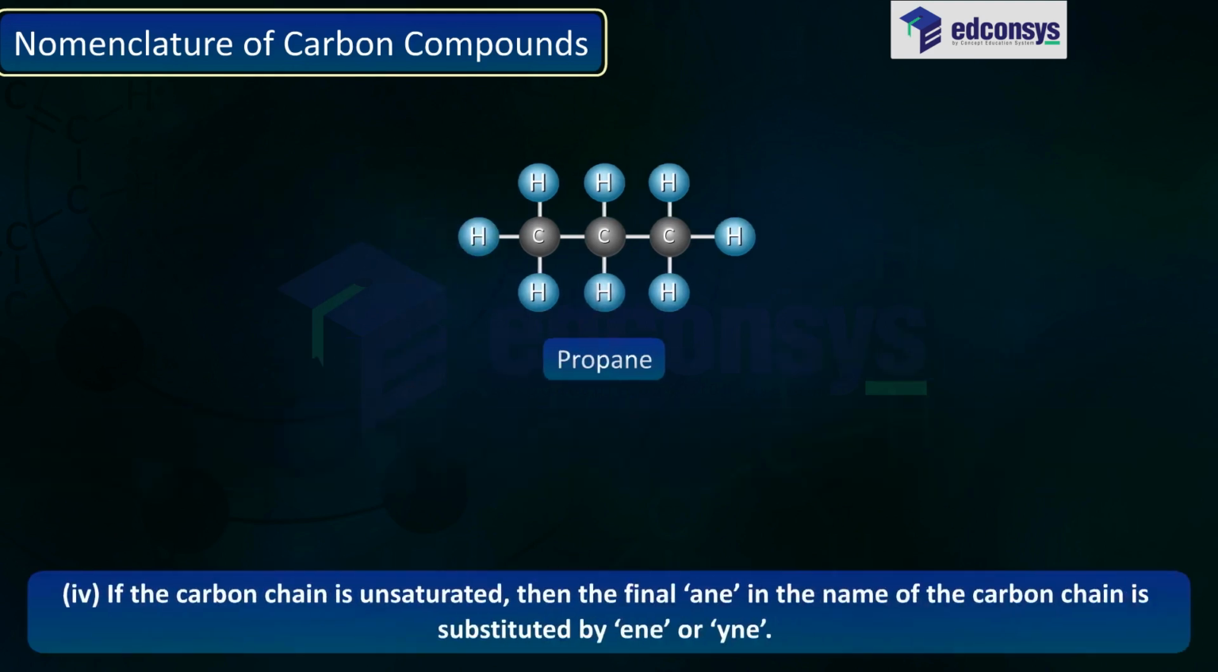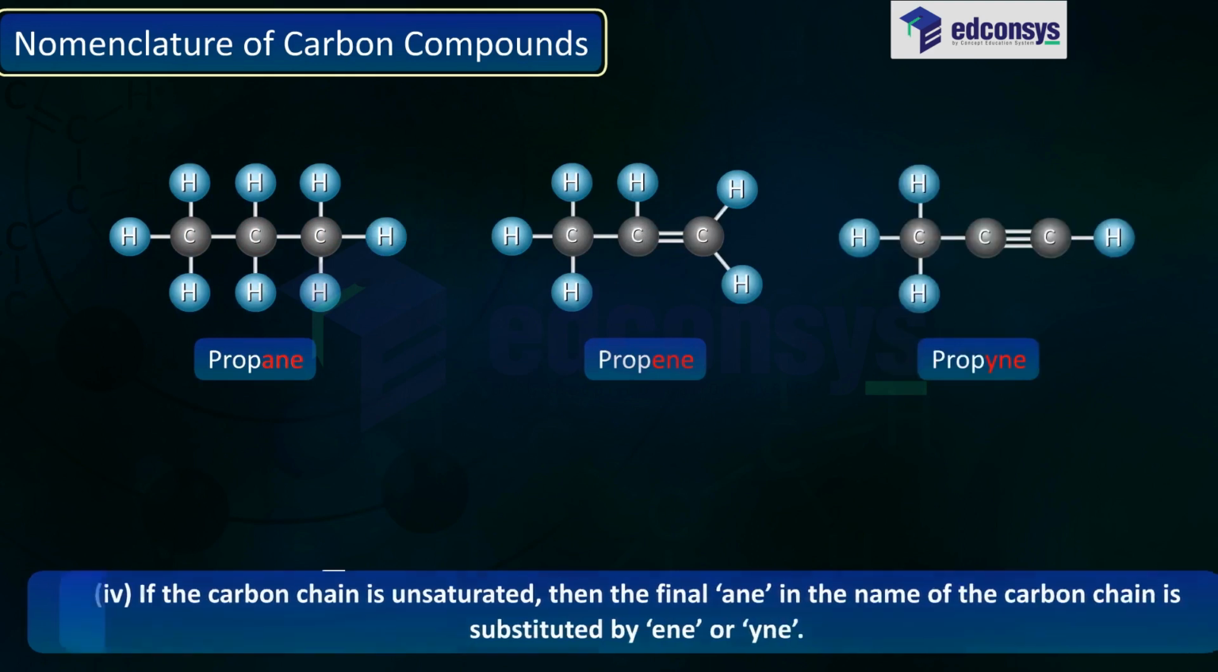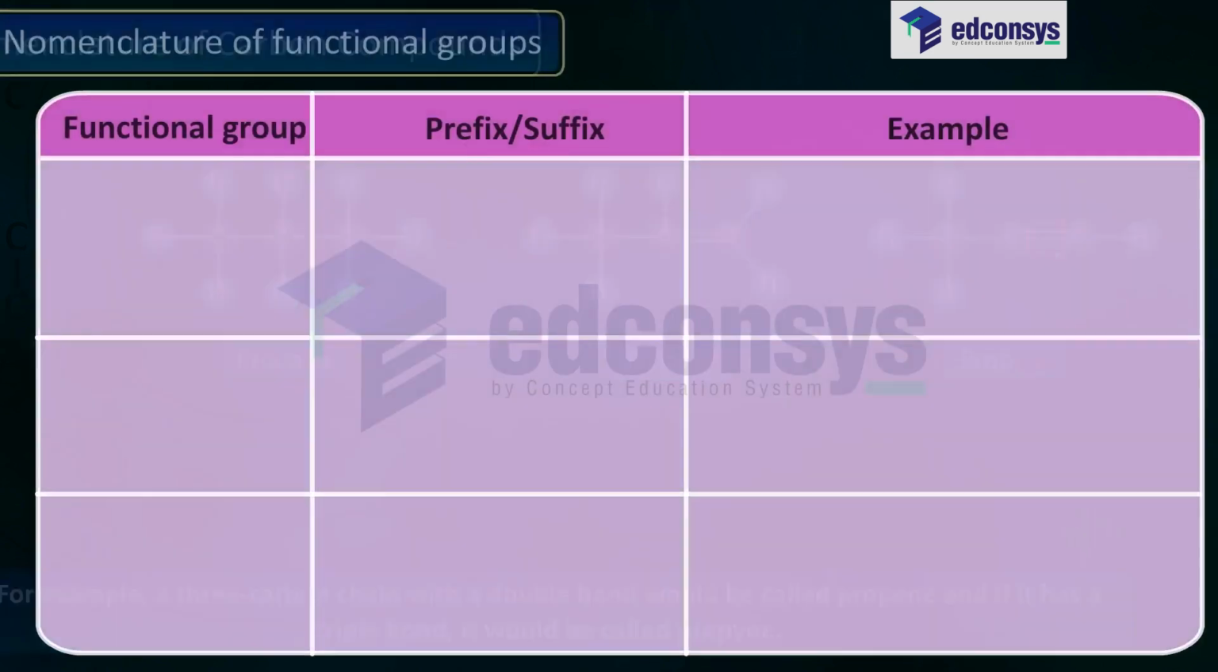Fourth, if the carbon chain is unsaturated, then the final ane in the name of the carbon chain is substituted by ene or yne. For example, a 3-carbon chain with a double bond would be called propene, and if it has a triple bond, it would be called propyne.